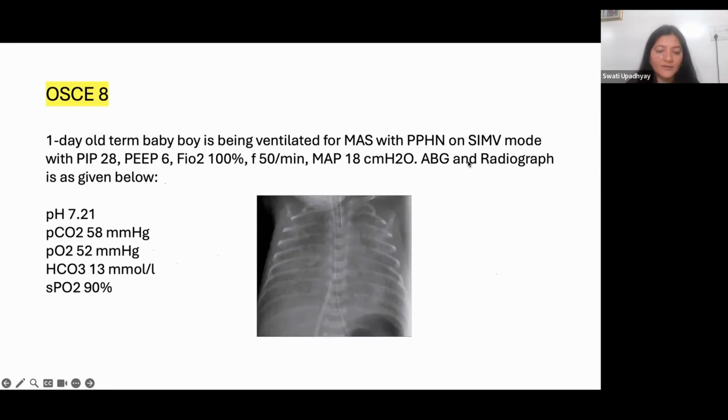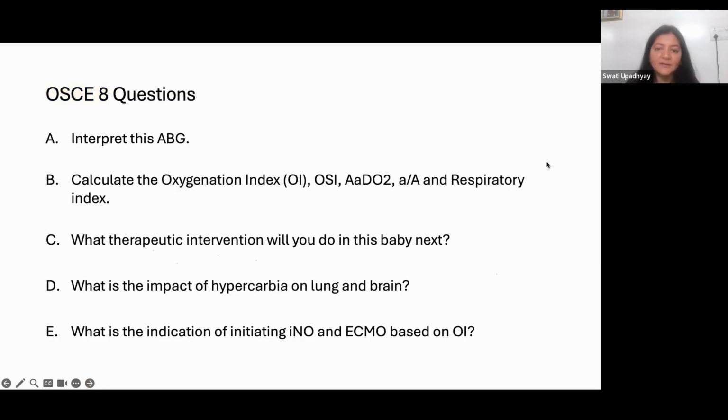So I can already see somebody has mentioned in the chat box need HFOV. So let me put up the questions first. But yes, you are right. The first question is interpret this blood gas. So these are the questions. You all can answer one by one. Interpret the blood gas. Calculate the oxygen index, OSI, AADO2, and respiratory index.